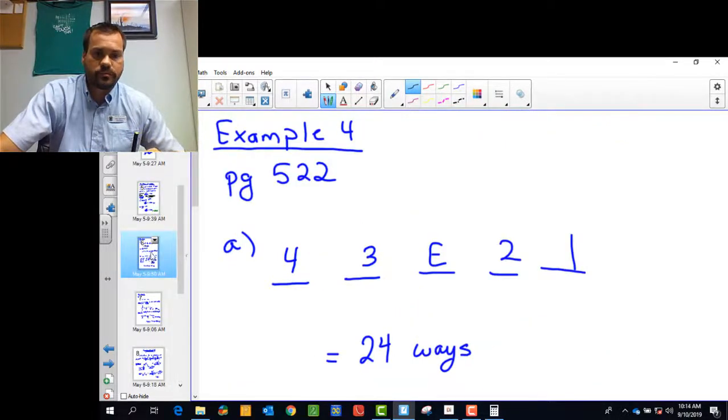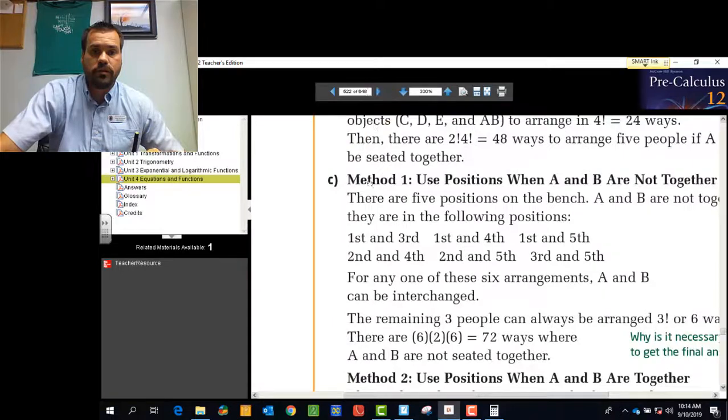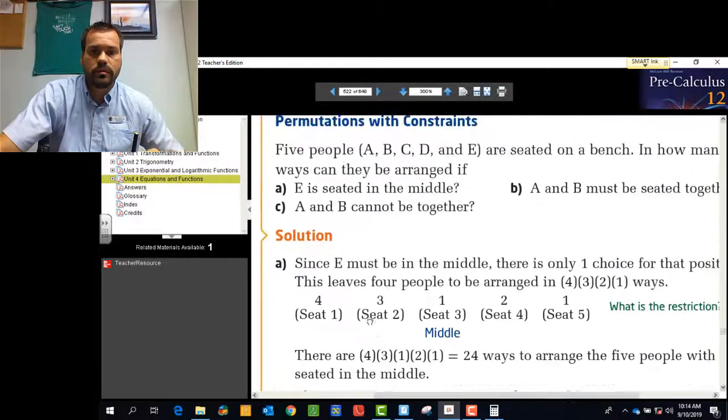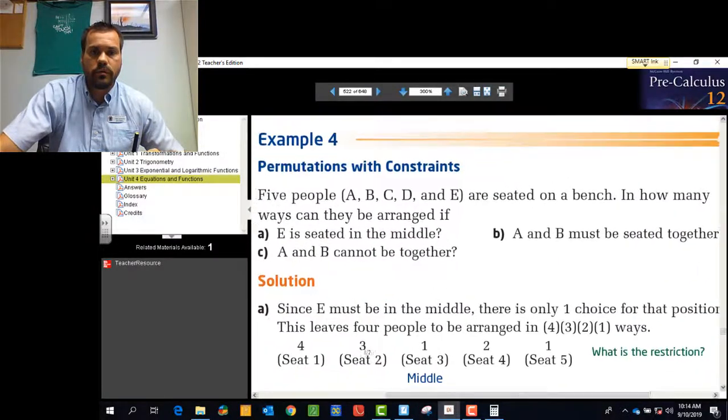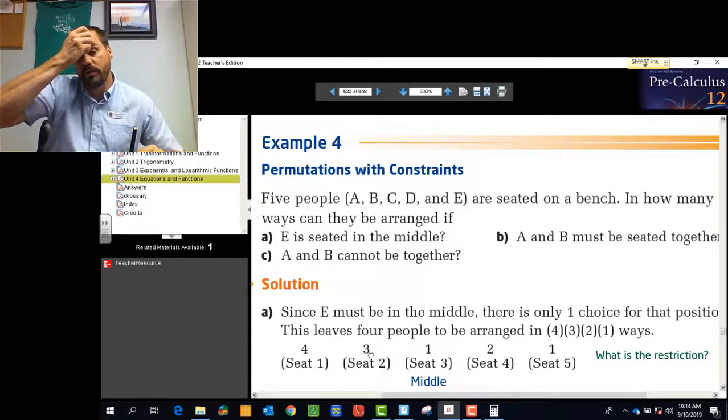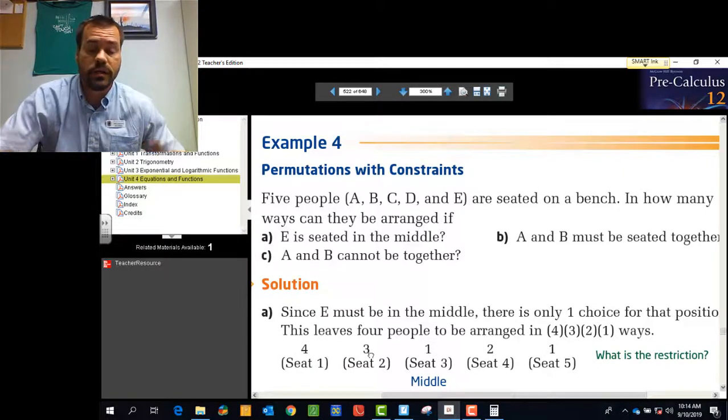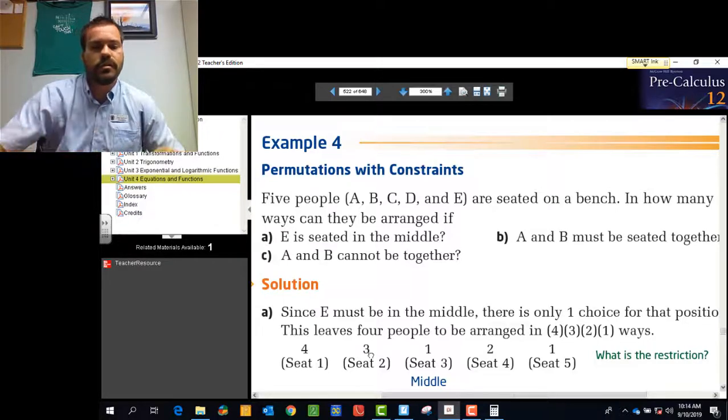And there's other questions there. If you look at the example on page 522, it says this: 5 people, A, B, C, D, and E, are seated on a bench, and how many ways can they be rearranged if E is seated in the middle? So there's a couple of different ways to approach this question.